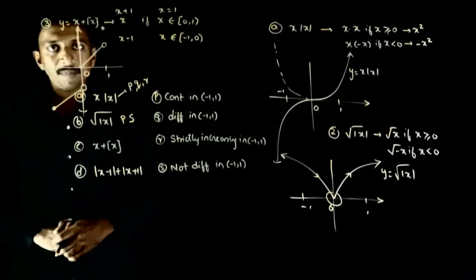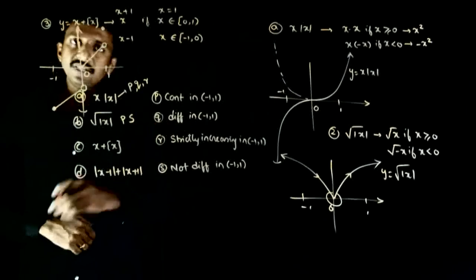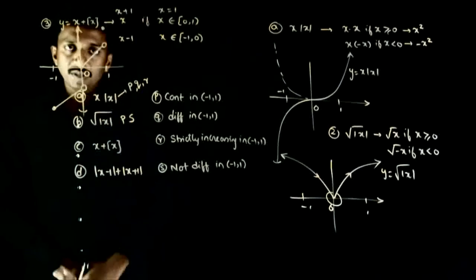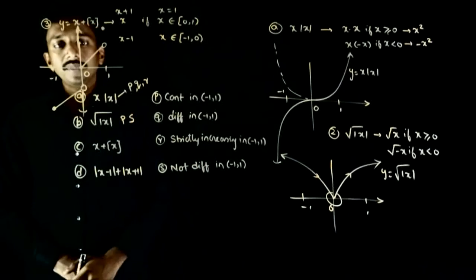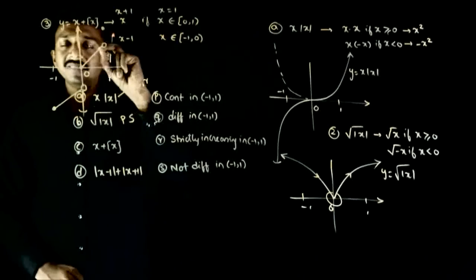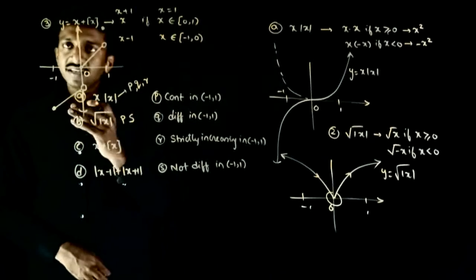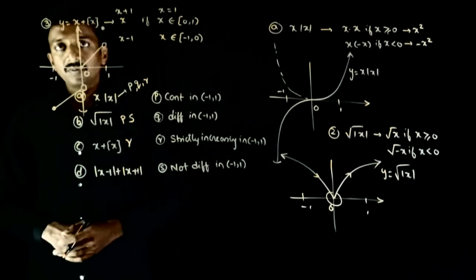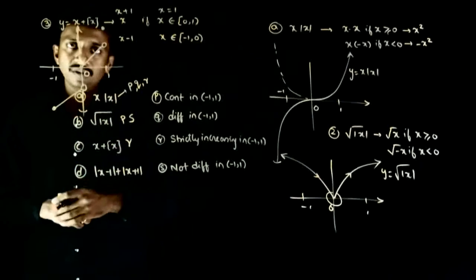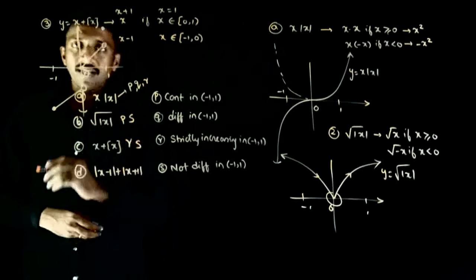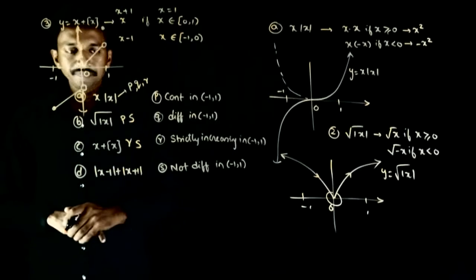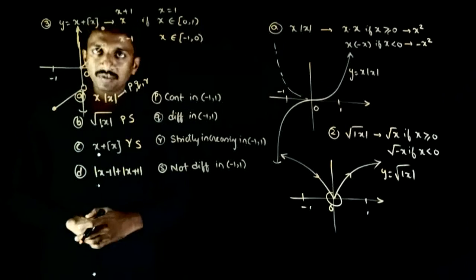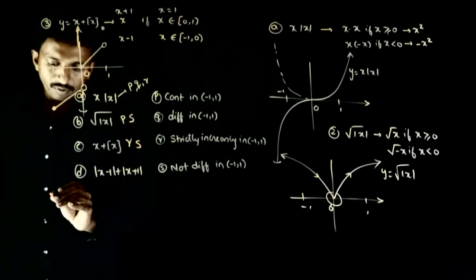Continuous in -1 to 1 applicable नहीं है. This is discontinuous. Differentiable in -1 to 1 is also not applicable because continuous नहीं है तो differentiable तो नहीं होगा. Strictly increasing in -1 to 1. This is valid because if you see the function is strictly increasing. As x increases, y is increasing. So R will be valid for this. Not differentiable in -1 to 1. -1 और 1 के बीच में there are some points of non-differentiability. So S is also valid. ठीक है? So C, x plus integer part of x के लिए R and S are the options which are valid.